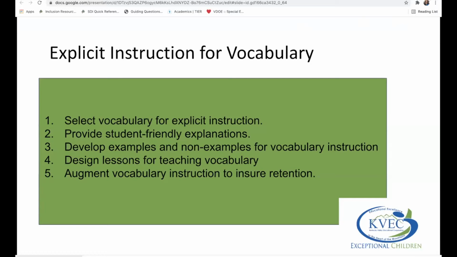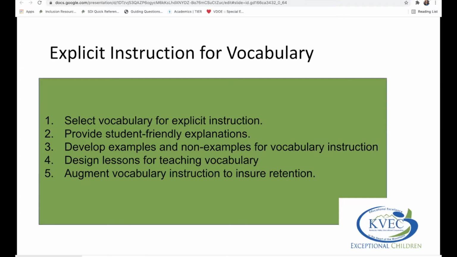Again, examples and non-examples are huge for our students. Okay? They need to know, one, they can tell you characteristics based on an example. And then what characteristics it should not have based on non-examples. And then, of course, design a lesson that actually brings the vocabulary back in.